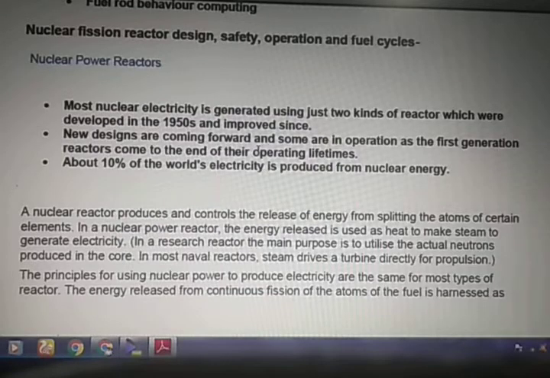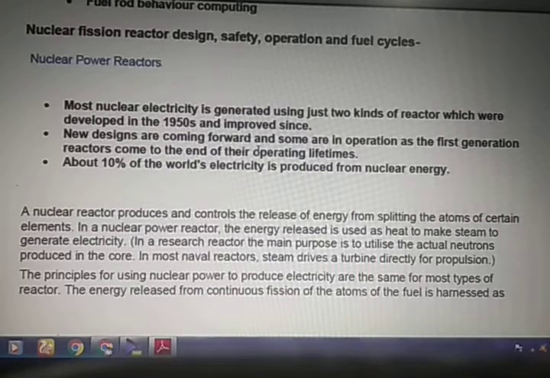Today, we will discuss the nuclear power reactor in India. Children, we know nuclear power stations are one important source to produce electricity. About 10% of electricity in the world is produced by nuclear power stations, reactors.